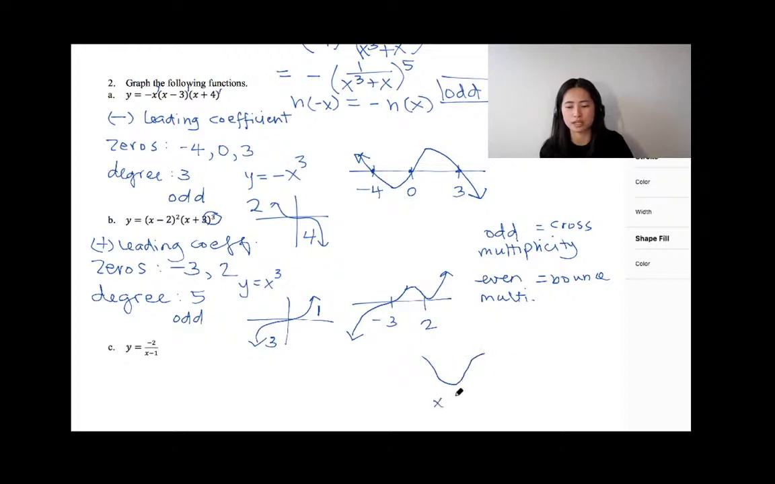So for example, this is when the multiplicity is 2, versus when the multiplicity is 4. It just becomes flatter. So this is 4. When you're graphing, it's really your intuition that you need to make it flatter. Okay, so I think I've covered everything that you need to know for polynomial functions.